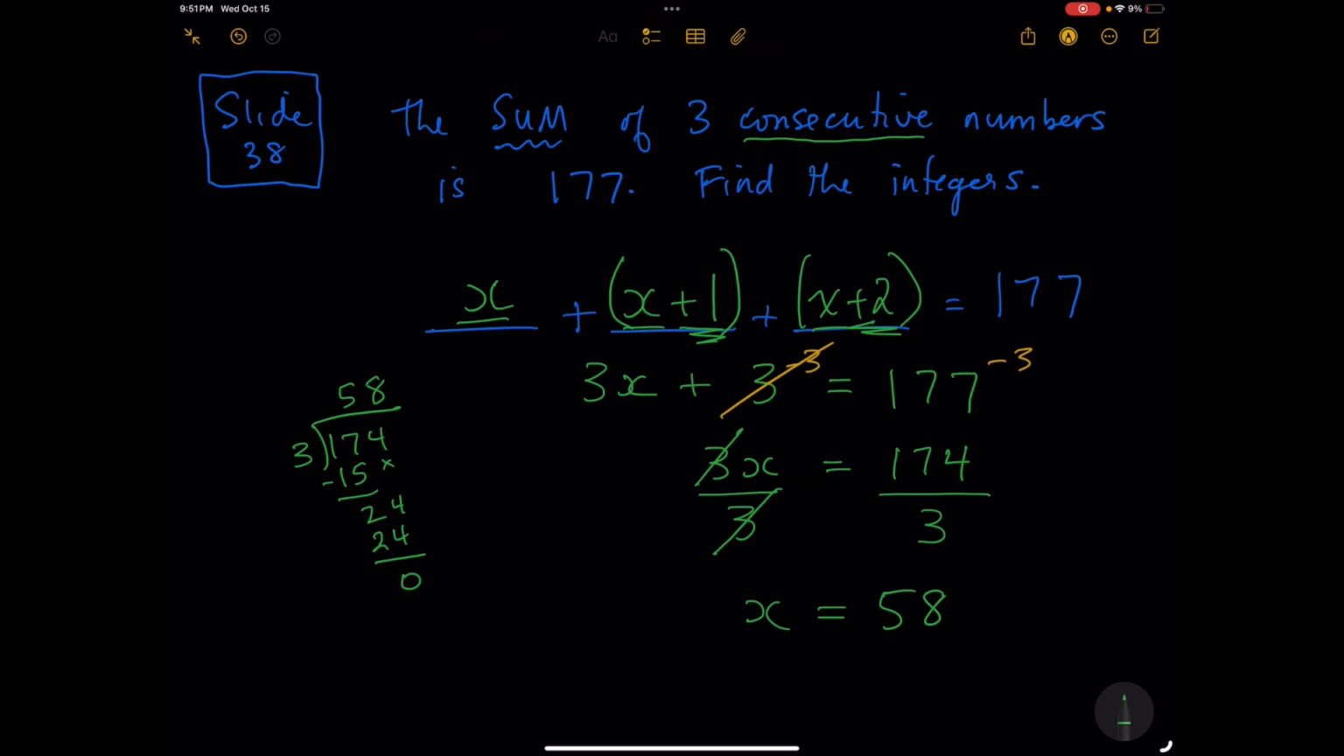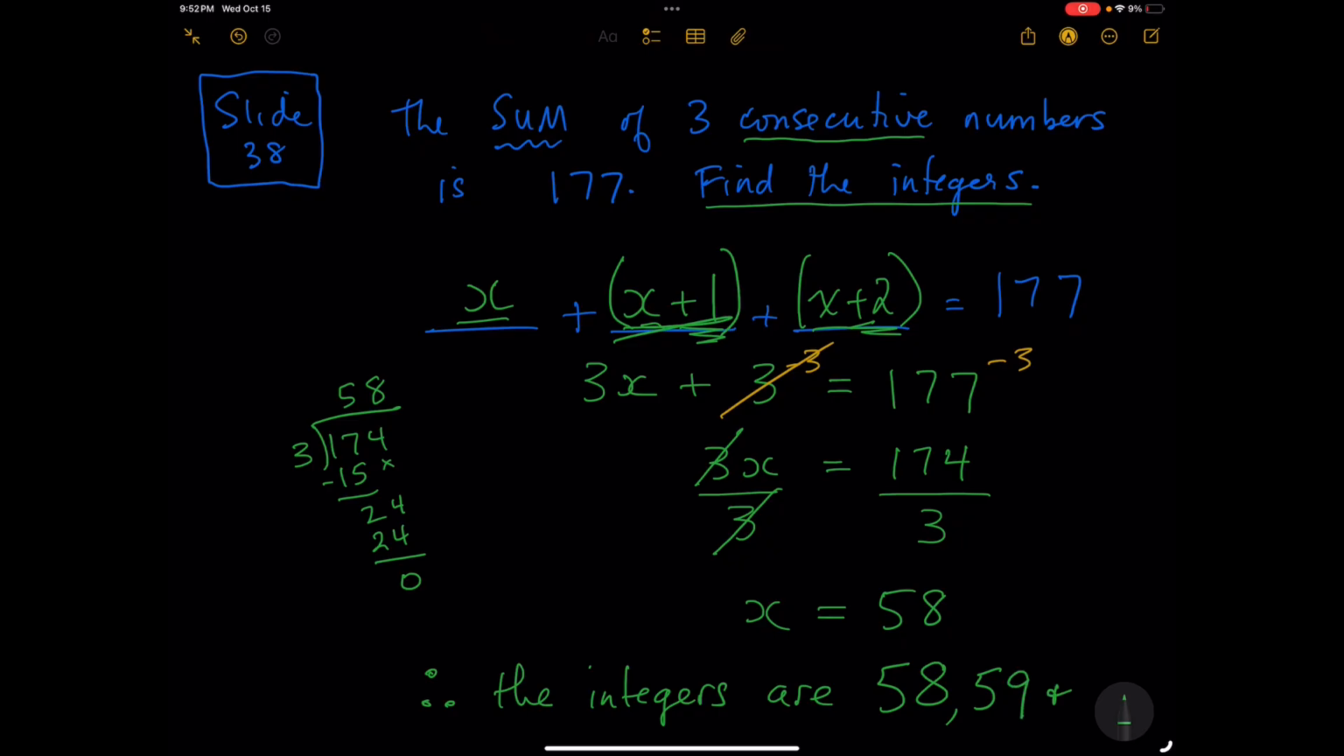And the question said, find the integers. So we're going to finish off with, therefore, the integers are 58, and they're consecutive. And the next one is x plus 1, so 59 and 60. And that handles that. Now, often, these are straight ahead questions.